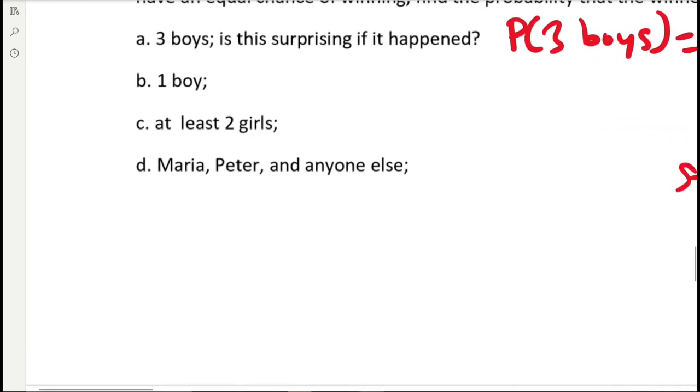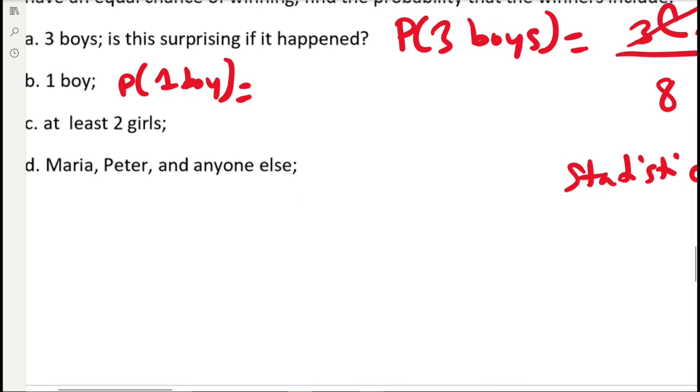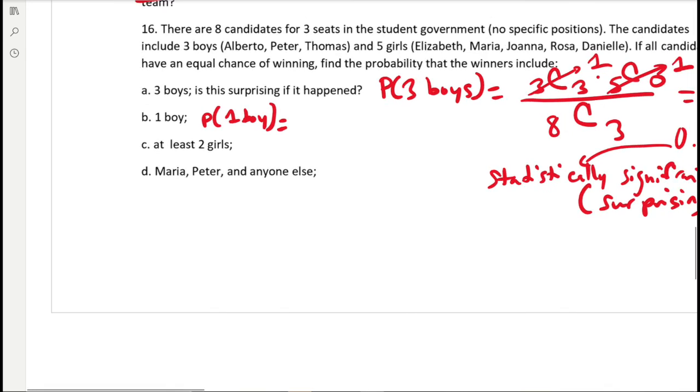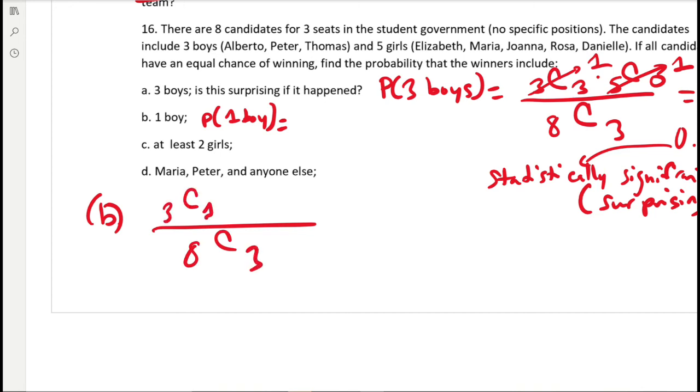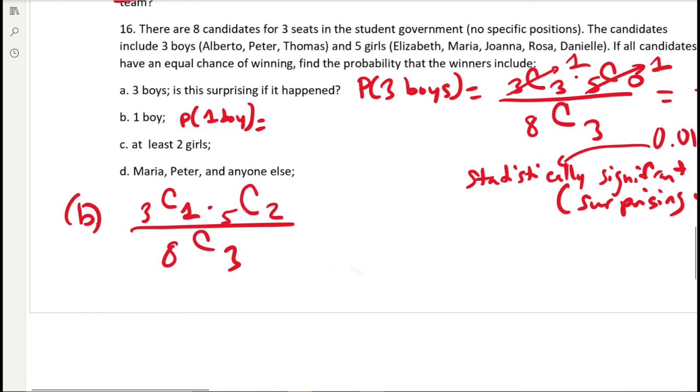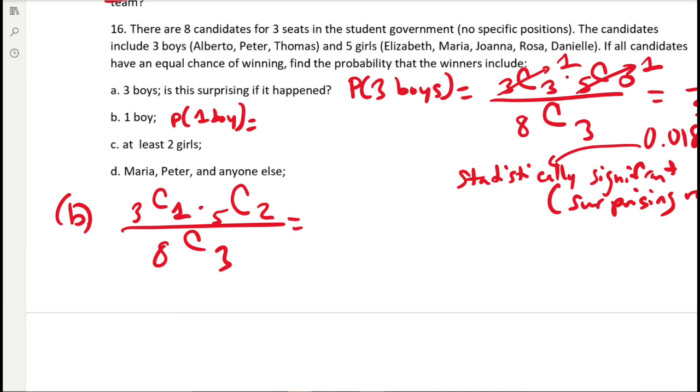All right, so what's the probability of getting one boy? That one should be a much greater probability of happening than with three boys. So let's calculate that. So for part B, our denominator is still going to be 8 choose 3. Our numerator now is going to be, we have three boys, we're choosing one, and we have five girls, and we're choosing two. If we're choosing one boy, this means we're choosing two girls. So this probability is 15 over 28, which if you calculate that, that's greater than 50%. So it makes sense that this is likely to happen.